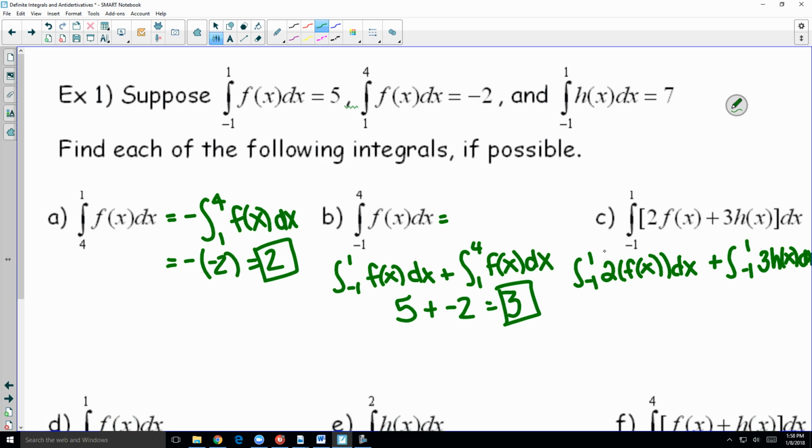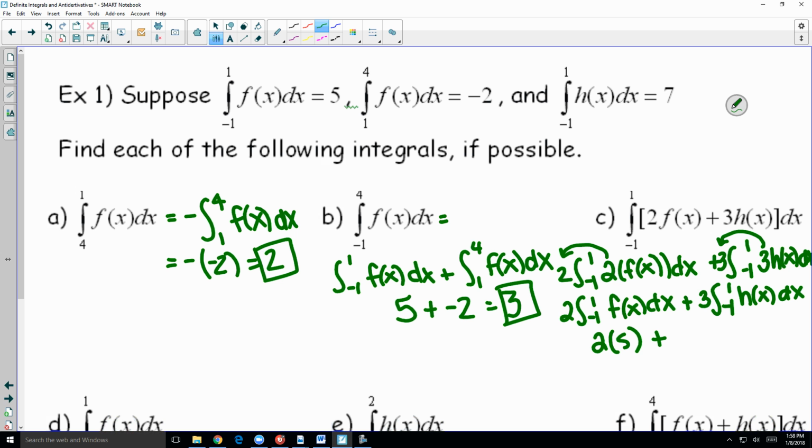The other thing I'm going to use is that constant multiple rule, which says I can bring the 2 out to the outside, and I can bring this 3 out to the outside. So before I start subbing in numbers, I really have 2 times the integral from negative 1 to 1 of f of x dx plus 3 times the integral from negative 1 to 1 of h of x dx. And then if I look above, it says that the integral from negative 1 to 1 of f of x is 5. So I've got 2 times 5 plus 3 times the integral from negative 1 to 1 of h of x, which is 7, which gives me 21 and 10, which is 31.